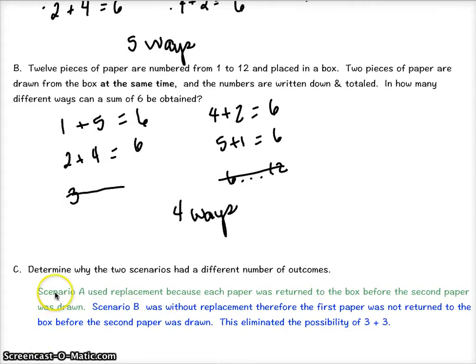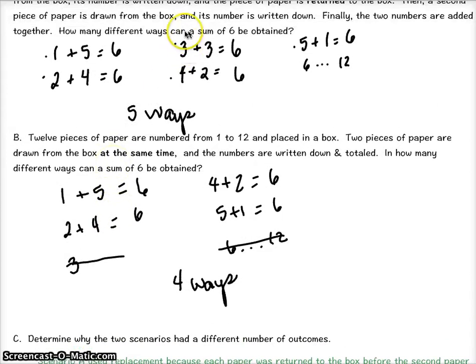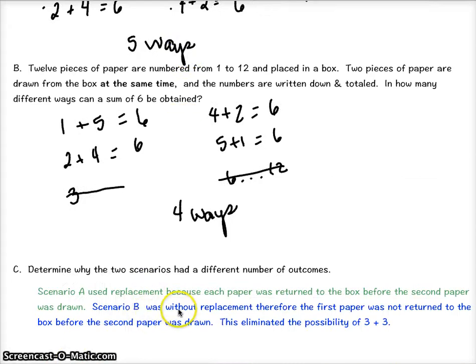Well, let me share with you what I came up with. I said that scenario A used replacement because each paper was returned to the box before the second paper was drawn. Therefore, this allowed 3 plus 3 to be one of the ways that a sum of 6 could be obtained. The user drew a 3, returned it to the box, and drew a 3 again. Scenario B was without replacement. Therefore, the first paper was not returned to the box before the second paper was drawn, and this eliminates the possibility of 3 plus 3.